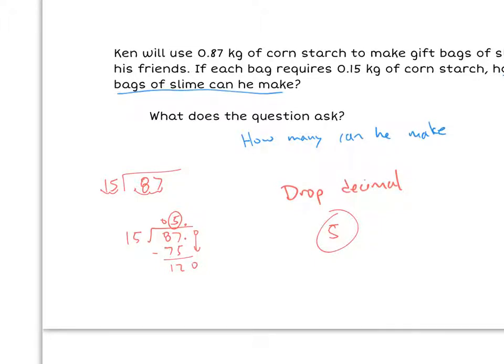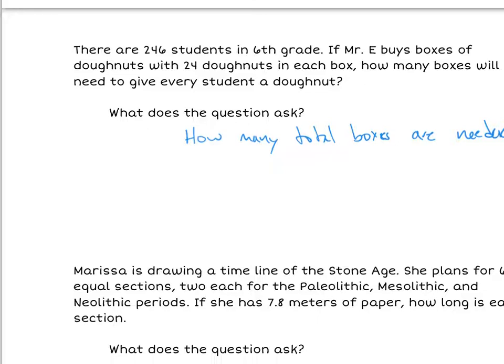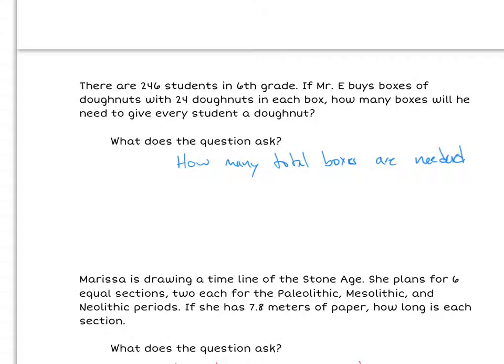Next problem. How many total boxes are needed? Does everybody want a donut? Everybody wants a donut, right? So I need enough donuts for everybody. So am I going to round up so I have enough boxes of donuts? Or am I going to not get that last box and not care about those kids? No, I'm going to get the last box. I'm going to round up. This one I'm going to round up.